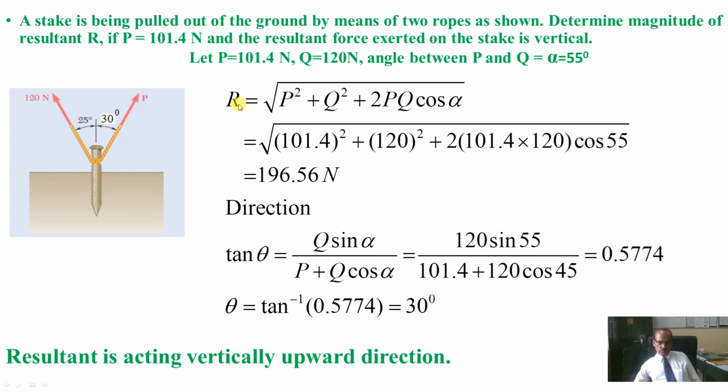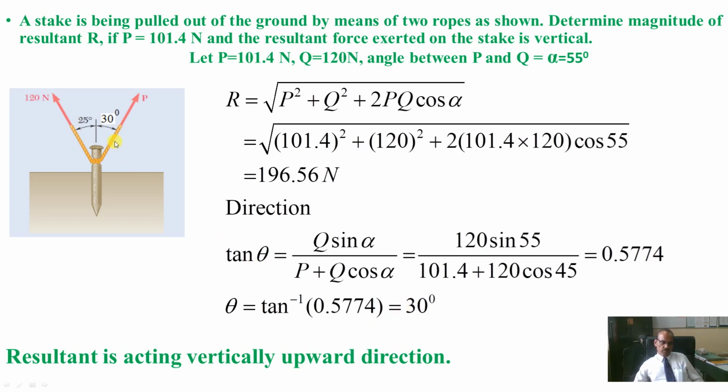So substitute the values. R equals the square root of P square plus Q square plus 2PQ cos alpha. 101.4 square plus 120 square plus 2 times 101.4 into 120 into cos 55. You will get the resultant 196.56 Newton. Similarly, for the direction, tan θ equals Q sin alpha, that is 120 sin 55, over P, 101.4, plus Q cos alpha, 120 cos 55, which gives 45.5774. Take the inverse tan, you will get 30 degrees.